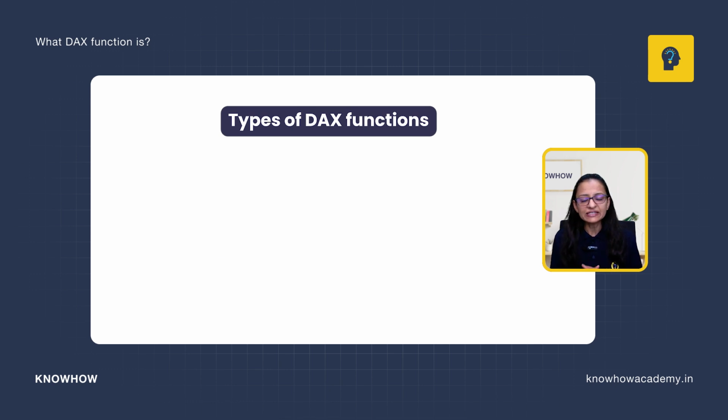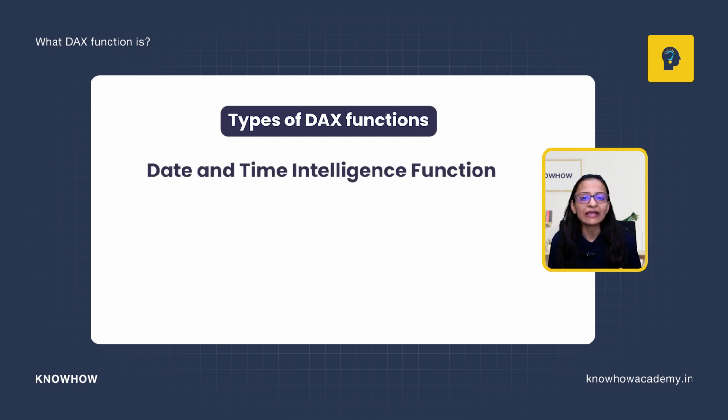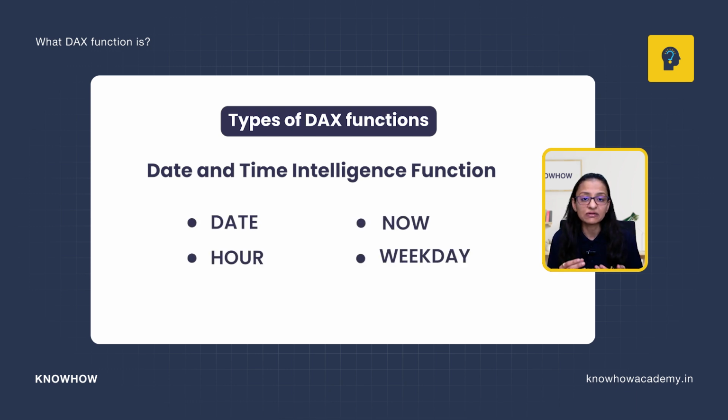The next DAX function is the date and time DAX function. So basically from date and time information, if you want to extract sometimes the day, sometimes the month, sometimes the year, or you want to add 2 dates to get another date, or you want to add 2 years, for this type of information you need to use a date and time intelligence function. So here are some examples of date and time intelligence functions.